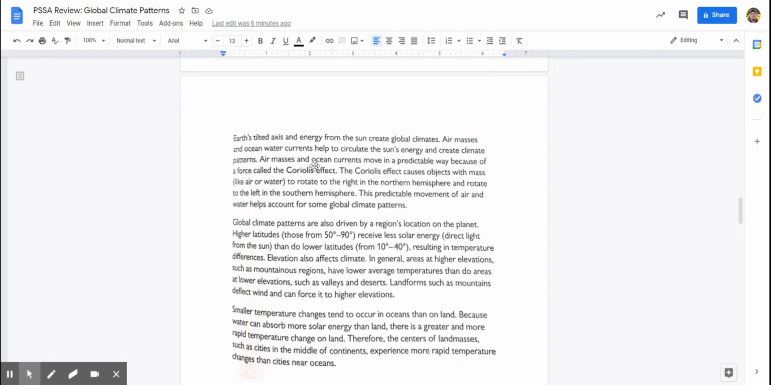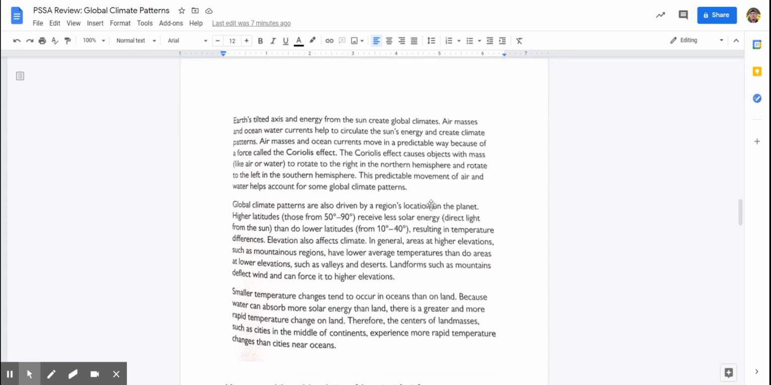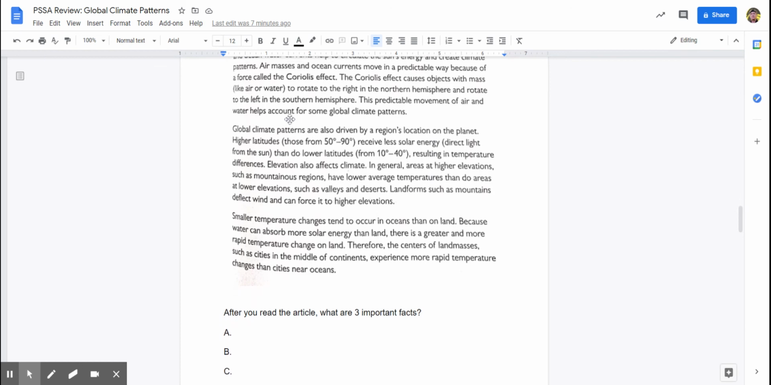Earth's tilted axis and energy from the sun create global climates. Air masses and ocean water currents help to circulate the sun's energy and create climate patterns. Air masses and ocean currents move in a predictable way because of a force called the Coriolis effect. The Coriolis effect causes objects with mass, like air or water, to rotate to the right in the northern hemisphere and to the left in the southern hemisphere. This predictable movement of air and water helps account for some global climate patterns.